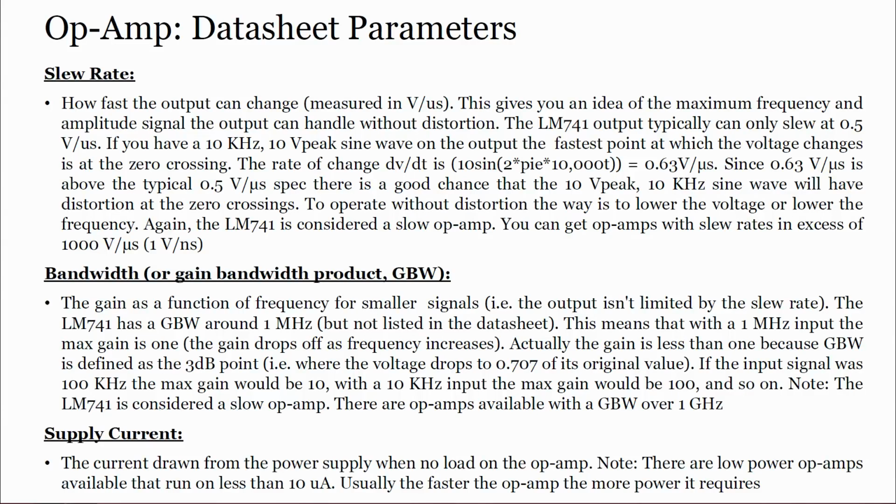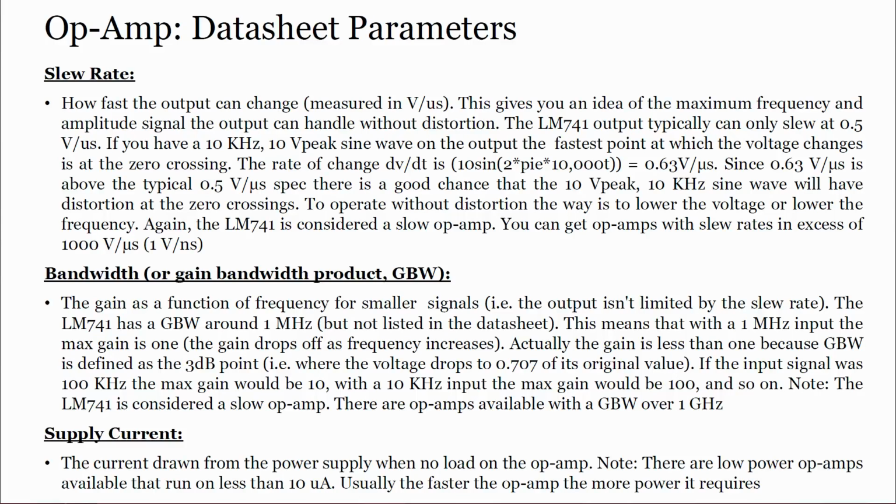Okay. Then we move to the next parameter, which is also mentioned in the data sheet, called bandwidth or gain bandwidth product. The gain is a function of frequency for smaller signals. This means that with a 1 megahertz input, the maximum gain is 1. Actually, the gain is less than 1 because gain bandwidth product is defined at the 3 dB point. We have seen why 3 dB, where the voltage drops to around 0.707 of its original value. If the input signal was 100 kilohertz, the maximum gain would be 10. With a 10 kilohertz input, the maximum gain would be 100 and so on.